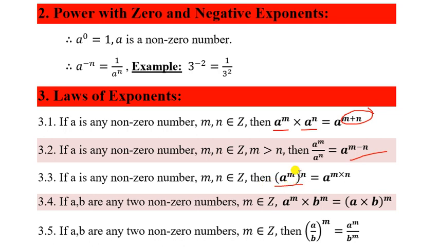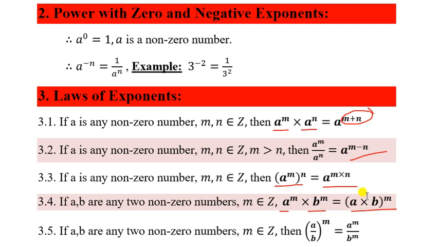When m and n are given like that, we have to multiply the exponents: a to the power m into n. Now the next law, a to the power m into b to the power n. That means here the bases are completely different. Here the base is a and here the base is b, but the exponents are equal, m and m. So we can write it this way, a into b to the power m. It is possible only for multiplication.